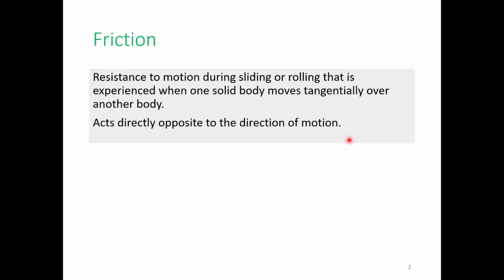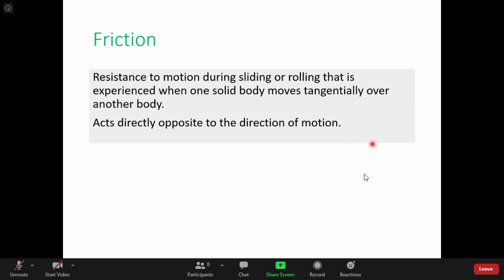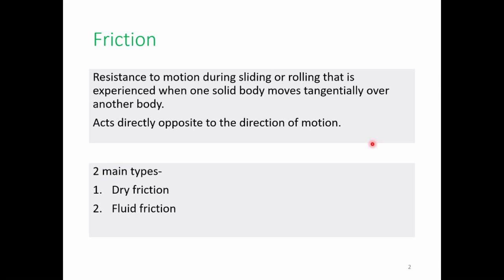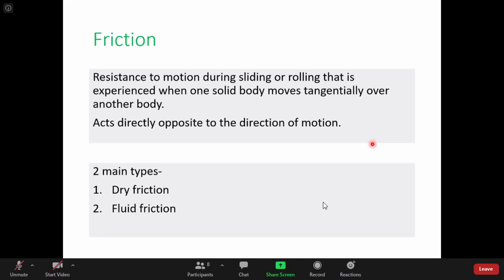Friction is defined as the resistance to motion during sliding or rolling when one solid body moves tangentially over another. This resistive tangential force is called the friction force. There are two main types of friction. They are dry friction and fluid friction.